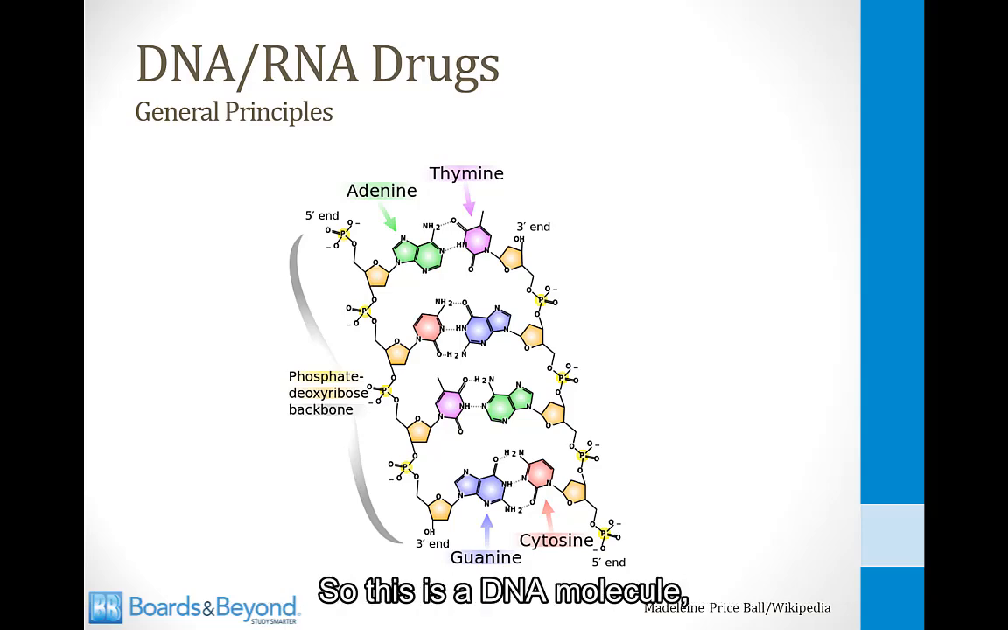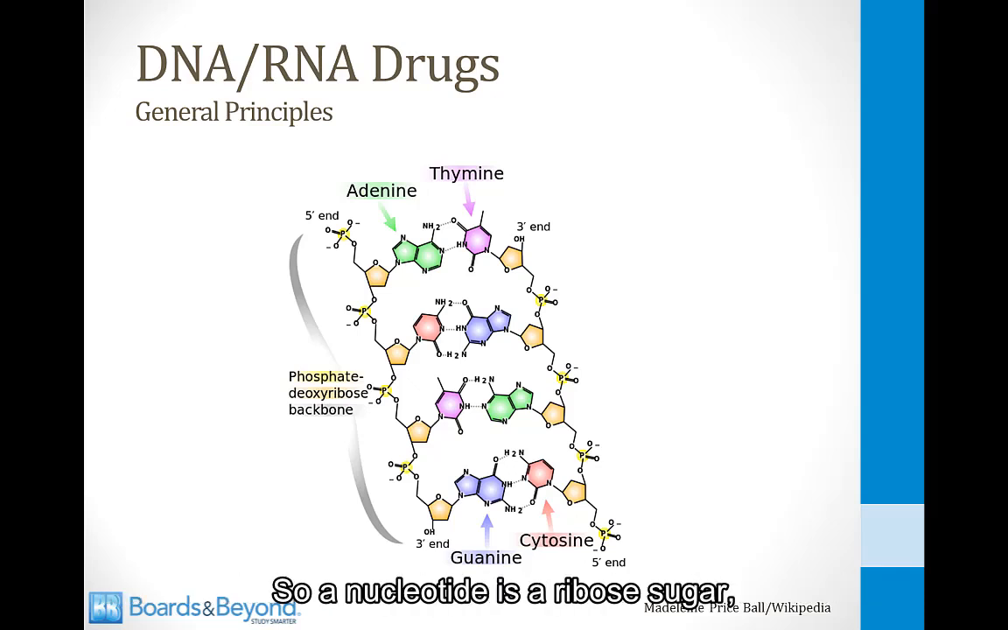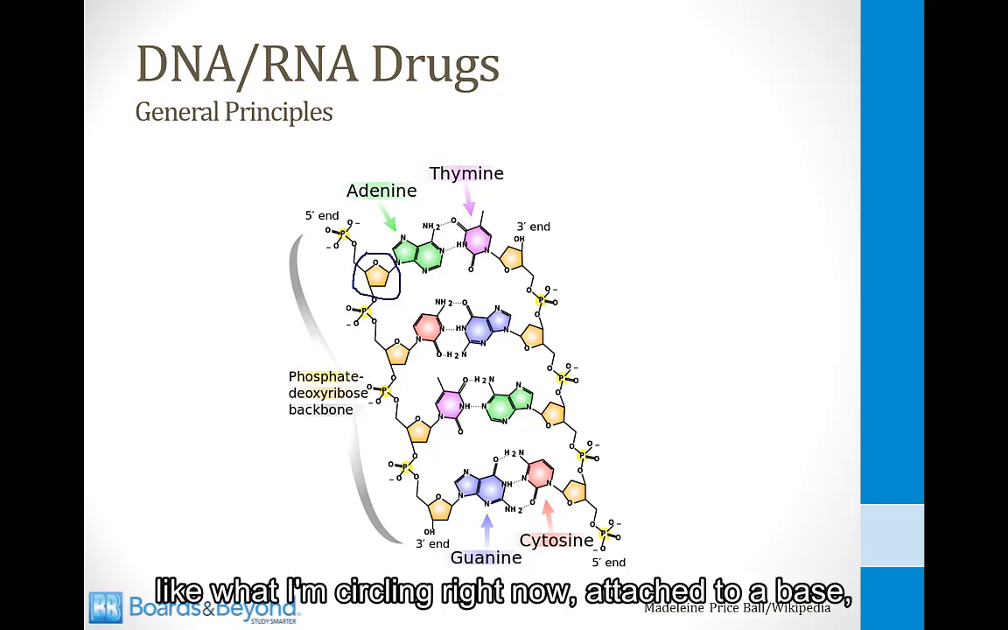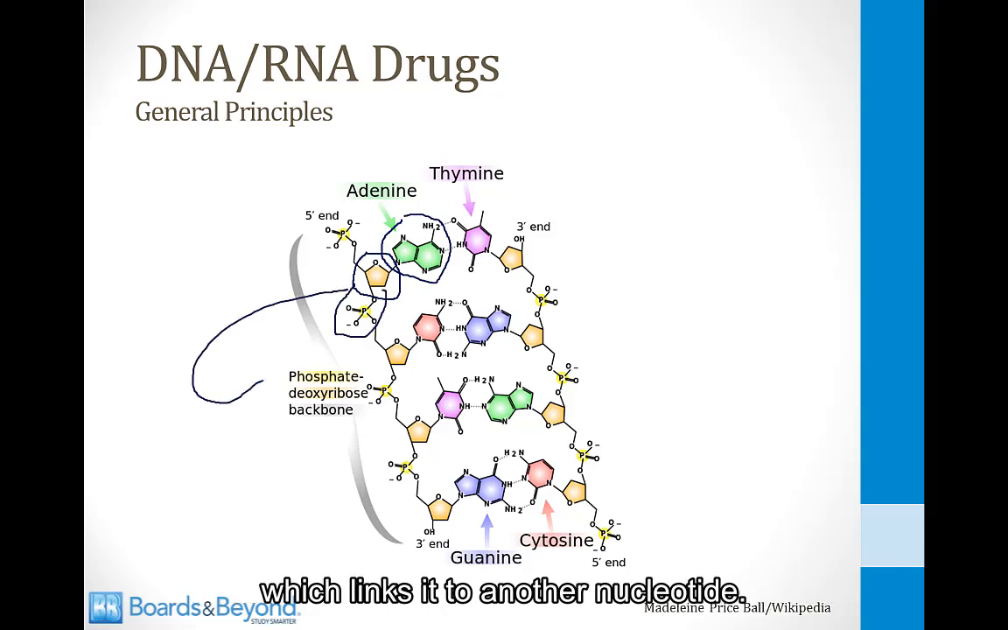So this is a DNA molecule, and DNA is made up of repeating units called nucleotides. A nucleotide is a ribose sugar, like what I'm circling right now, attached to a base, and it's also attached to a phosphate group which links it to another nucleotide. So these nucleotides are strung together to make a chain of DNA or RNA.